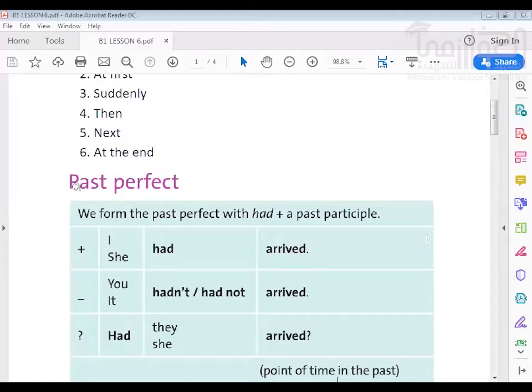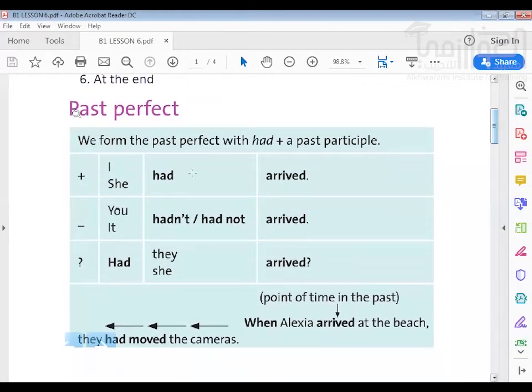Now, let's look at the form. How do we form the past perfect? We use had plus past participle. Very simple. We use had, and then verb 3. This is all that we need. So you can see, I had arrived. You hadn't arrived, this is the negative, or you had not arrived. And then the question is, had they arrived, or had she arrived? Okay, so this is the past perfect.